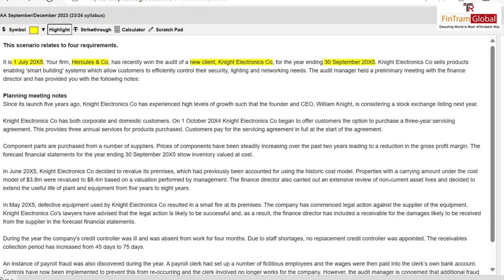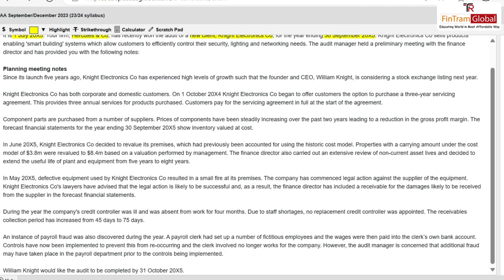Now, what else? Knight Electronics Co. sells products enabling smart building systems, which allow customers to efficiently control their security, lighting, and networking needs. Okay, that's their business model. And what else? The audit manager held a preliminary meeting with the finance director and has provided you with the following notes. Okay, what all notes did he provide me with?